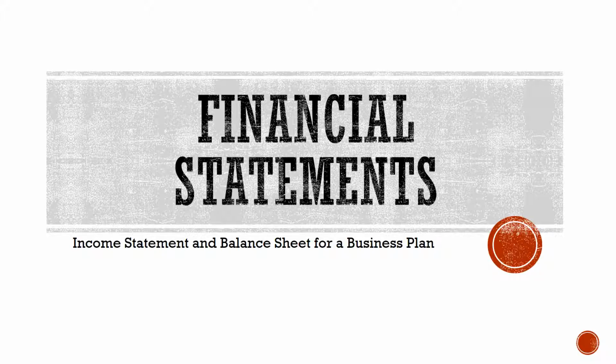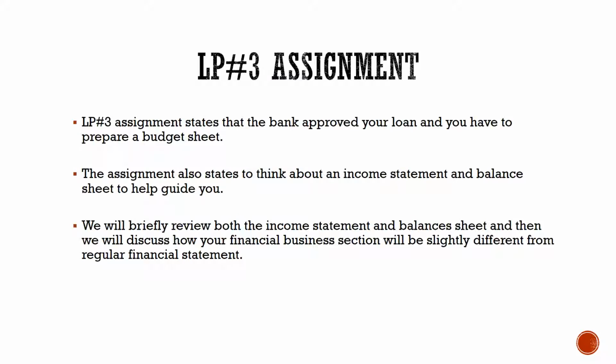Okay, seminar LP3, financial statements, the income statement and balance sheet for a businessman. The LP3 assignment states that the bank approved your loan and you have to prepare a budget sheet. The assignment also states to think about an income statement and a balance sheet to help guide you. We will briefly review both the income statement and balance sheet, and then we will discuss how your financial business section will be slightly different from a regular financial statement that you are used to seeing.